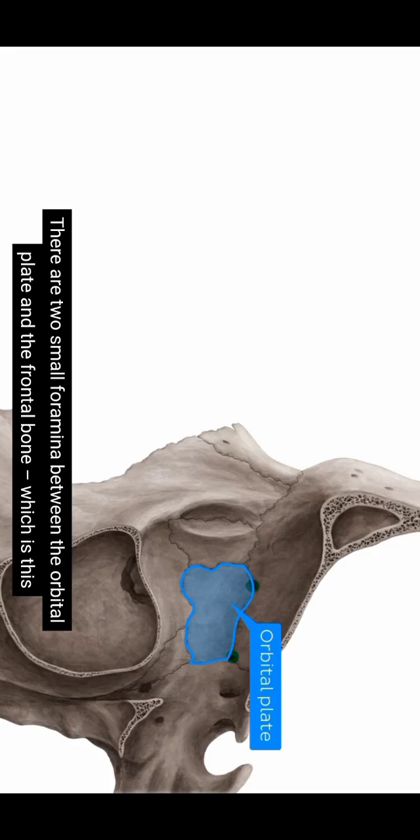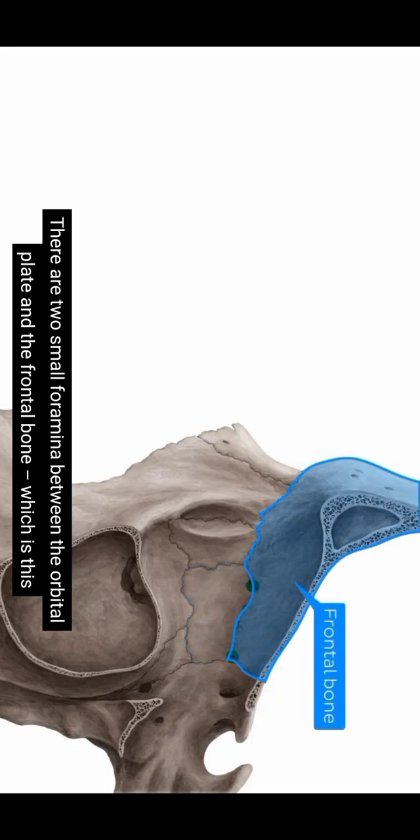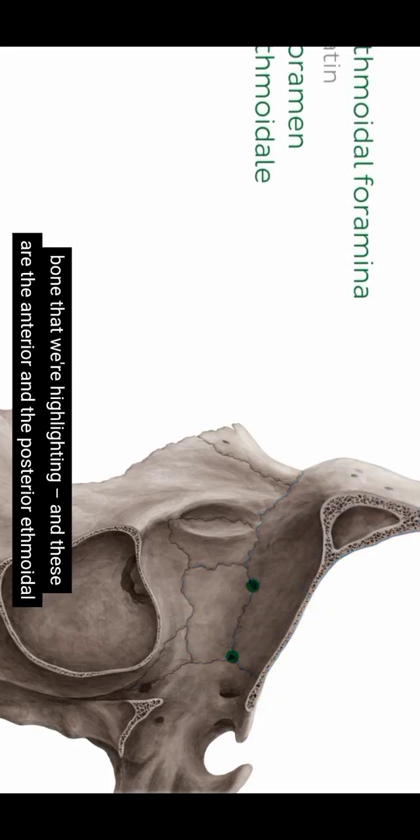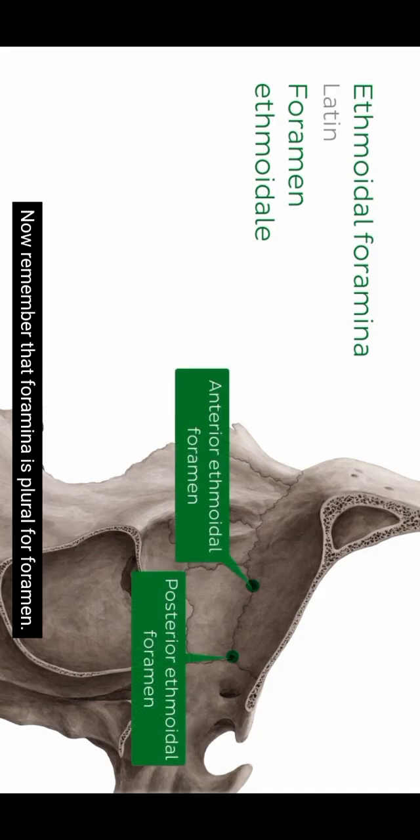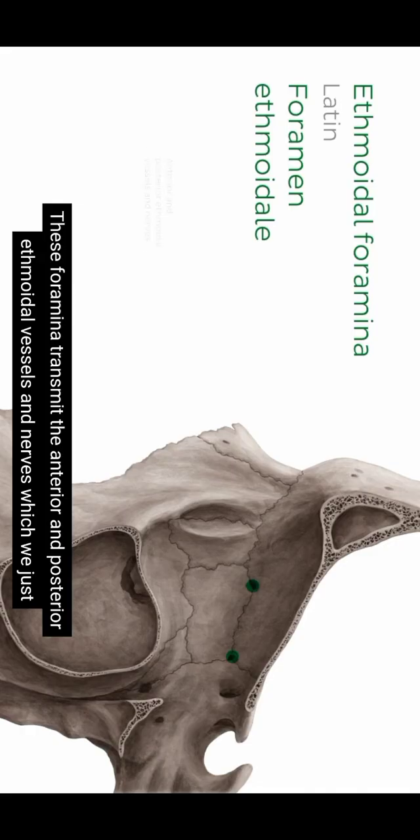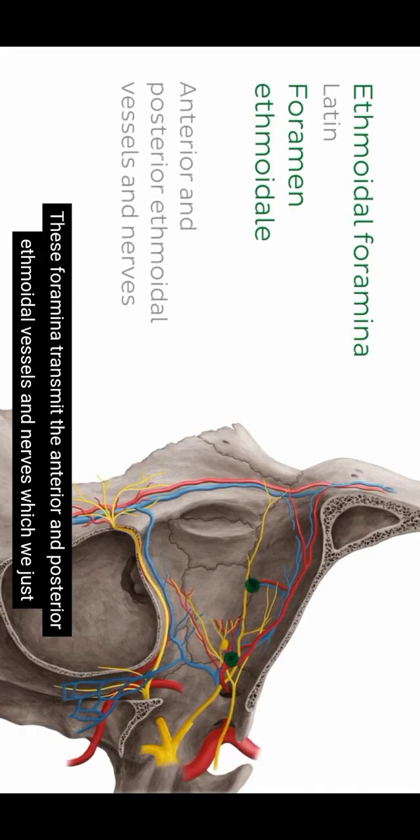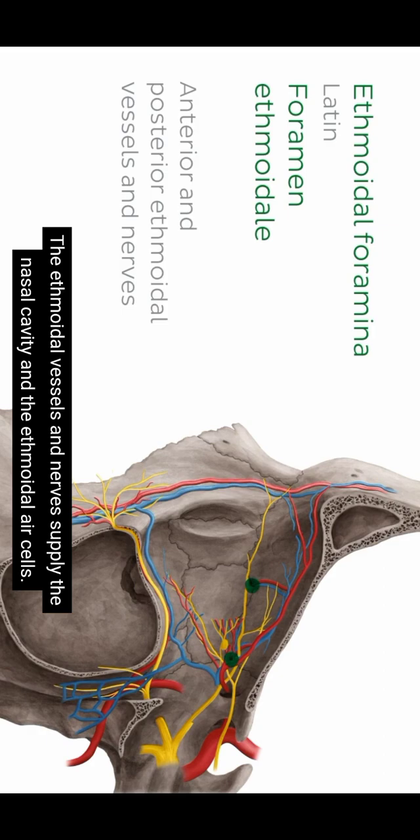There are two small foramina between the orbital plate and the frontal bone, which is this bone that we're highlighting, and these are the anterior and the posterior ethmoidal foramina. Now remember that foramina is plural for foramen. These foramina transmit the anterior and posterior ethmoidal vessels and nerves, which we just added to the image. The ethmoidal vessels and nerves supply the nasal cavity and the ethmoidal air cells.